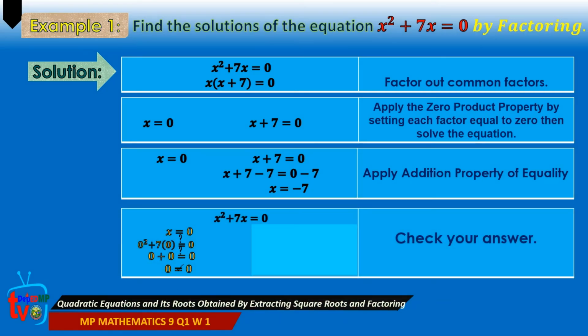For x is equal to 0, we substitute the value of x with 0 in the original equation. So we have 0 squared plus 7 times 0 is equal to 0. So 0 plus 0 is 0. So that is correct. Next, for x is equal to negative 7, we substitute again the value of x with negative 7. Negative 7, the quantity squared, plus 7, the quantity negative 7, is it equal to 0? So 49 minus 49 is 0, is equal to 0. So negative 7 is correct.